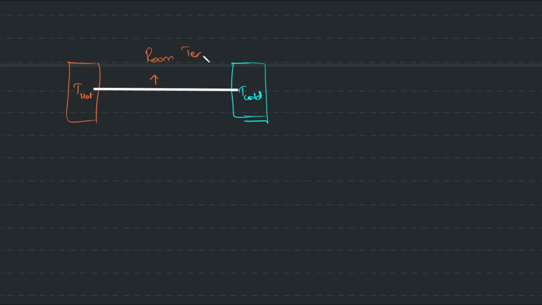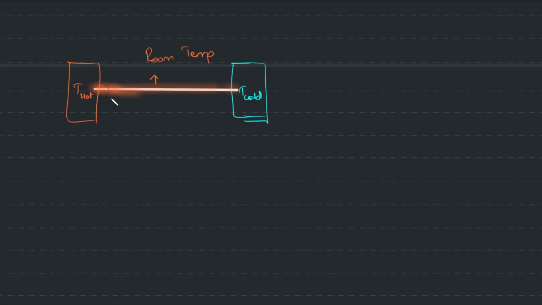You guys agree? So what will start? It will start heating up. Slowly it will heat up, and eventually it will heat the entire thing. But after some time, it will achieve something called a steady state.